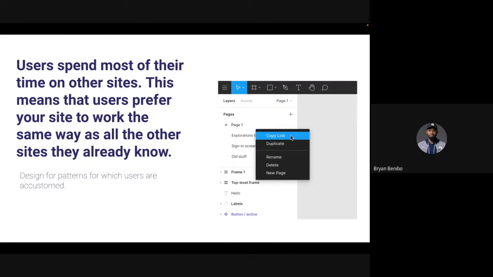So the next one is users spend most of their time on other sites. This means that users prefer your site to work the same way as all other sites they already know. This is beautiful. This is awesome. Think about, you're a designer, right? We're all UX designers, we're all graphic designers and all of that.